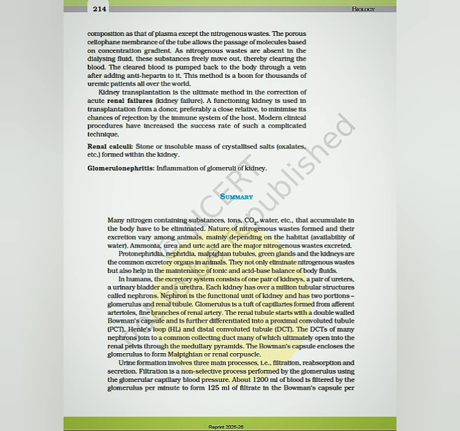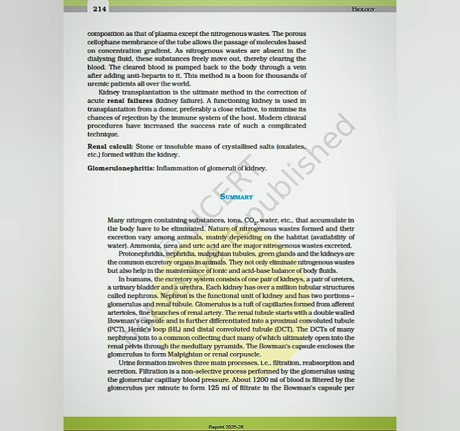Summary. Many nitrogen-containing substances and carbon dioxide, water, etc. that accumulate in the body have to be eliminated. The nature of nitrogenous waste formed and their excretion vary among animals, mainly depending on the habitat and availability of water. Ammonia, urea, and uric acid are the major nitrogenous wastes excreted.